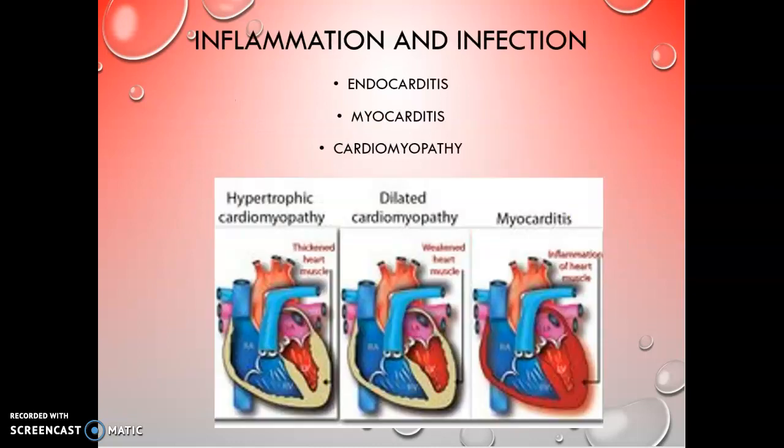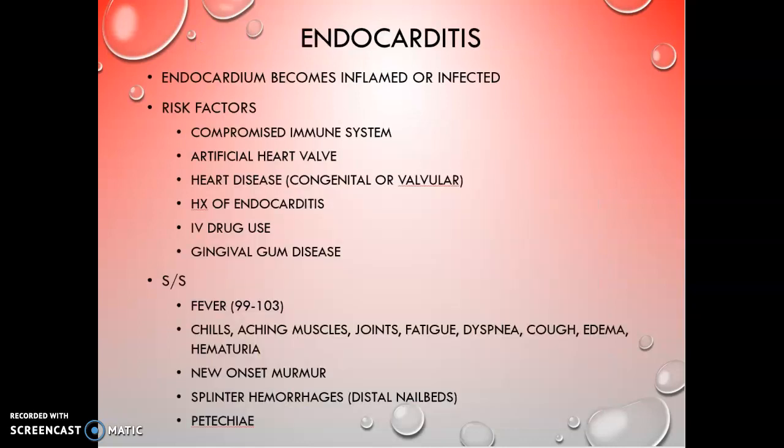Next thing that can happen to the heart is endocarditis, myocarditis, and cardiomyopathy. And these are like all sort of the same but different. So there is a video, again, that I found that covers all three of them and certainly should help you make sense of them. And there's also on the following slides some tips to be able to discern which one is which.